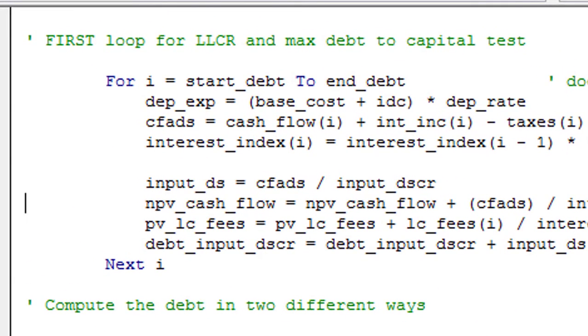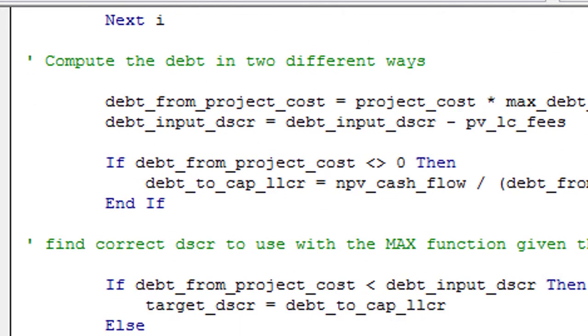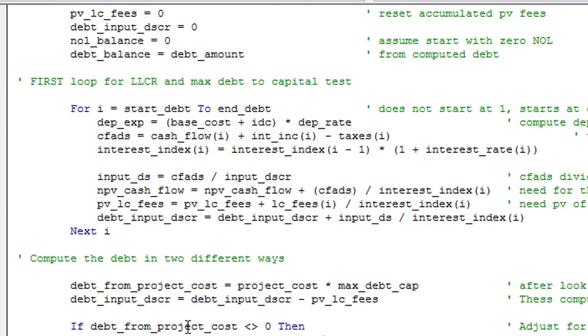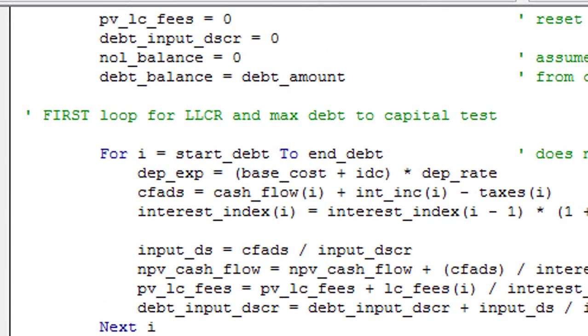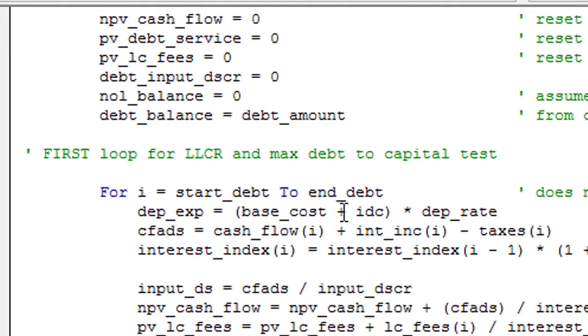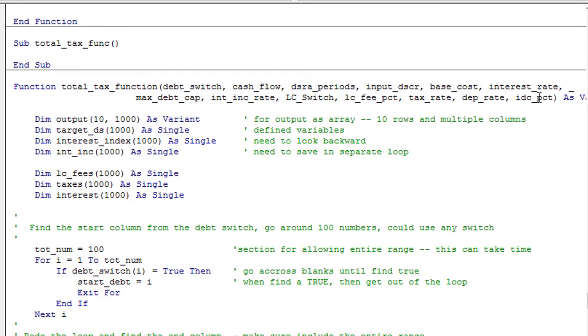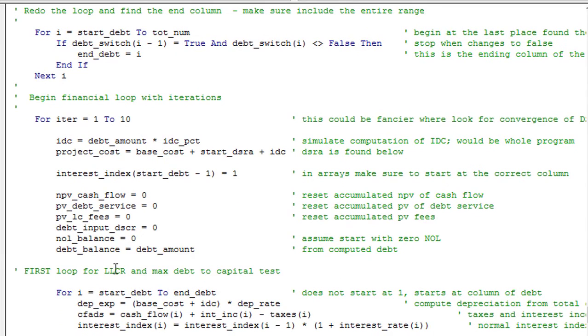Somewhere, we need to compute the depreciation expense. And you see I subtracted the depreciation expense as part of the tax calculation. I put the depreciation expense as the base cost plus the IDC times the depreciation rate. Now what that means is we have to read the depreciation rate, and I should have also mentioned that we have to read the IDC percentage.